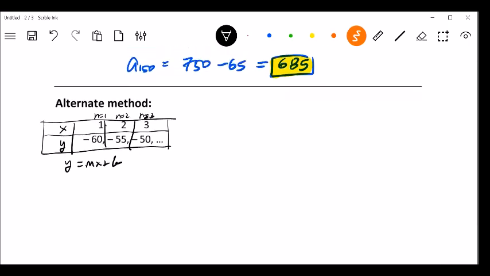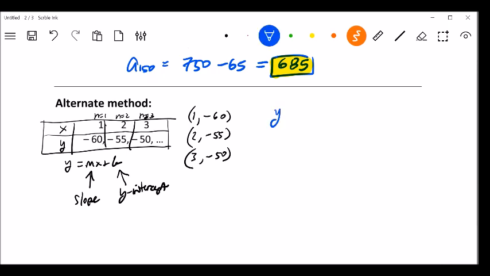So think about this as points. These are actual points: 1 and negative 60, 2 and negative 55, 3 and negative 50. So what we can do is find the slope, and then from that, find the y-intercept.